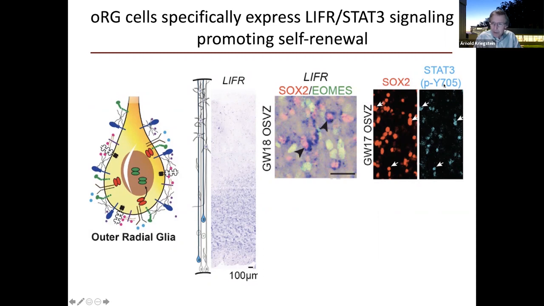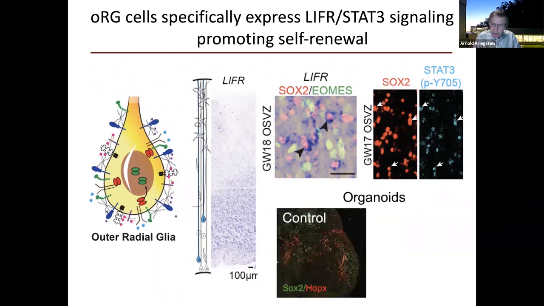And similarly, they also express the signaling partner STAT3, which is associated with LIFR activation. So with that in mind, we wondered if you could activate self-renewal of these outer radial glial cells in model systems like, for example, organoids. So in our organoids, as well as organoids in other hands, some of these HOPX positive outer radial glial cells do emerge, as I showed you earlier, but in much fewer numbers than you'd find in the normally developing brain. So we took some of our organoids and exposed them to LIF, the leukemia inhibitory factor, to see if we could activate this LIFR STAT3 pathway in those cells and stimulate self-renewal.